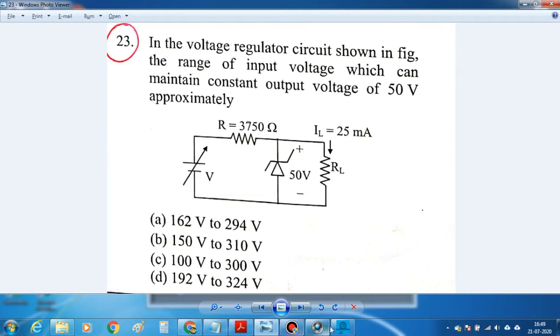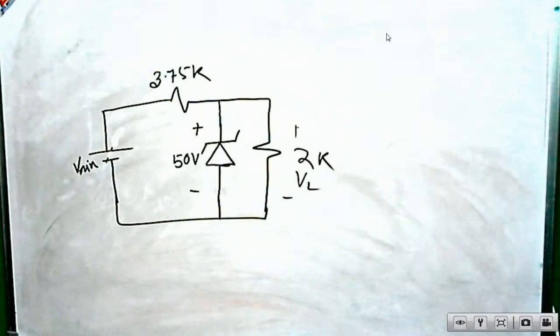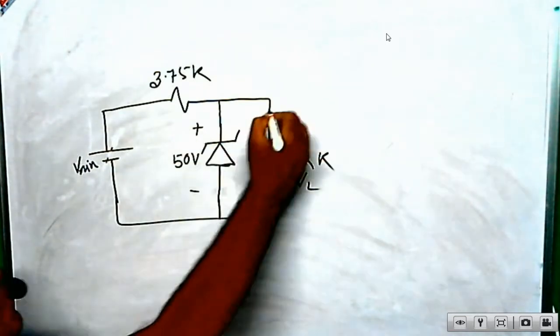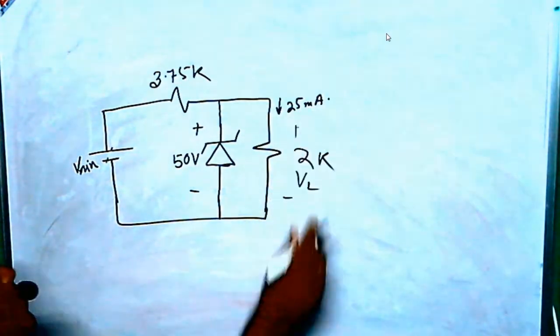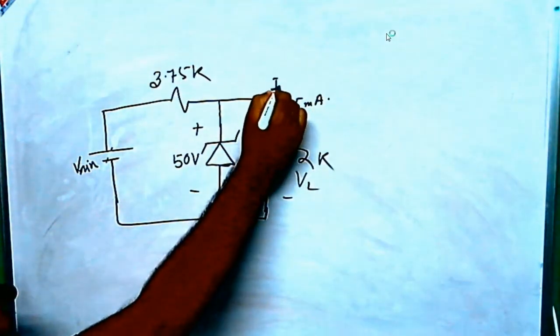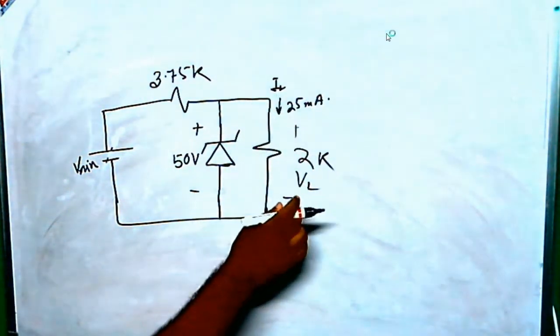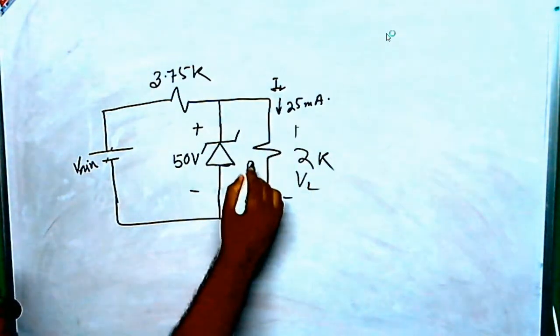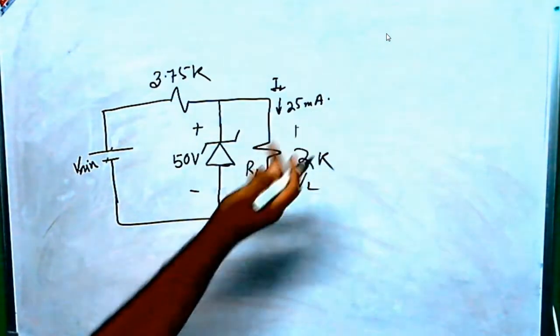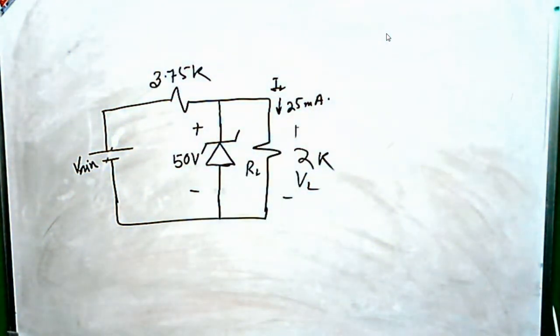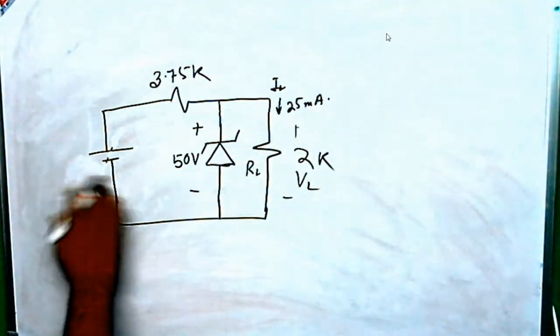The IL is basically given as 25 milliampere. Okay, IL load current. So what is the value of RL? It will be simply 2 kilo ohms. Okay, 50 divided by 25 milliampere, that is 2 kilo ohms, right? Now this input voltage is varying.